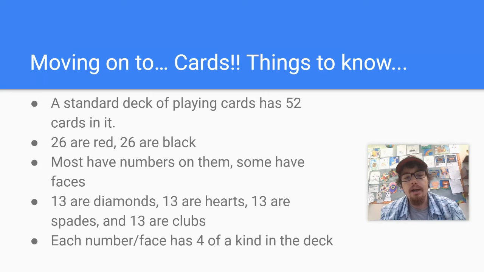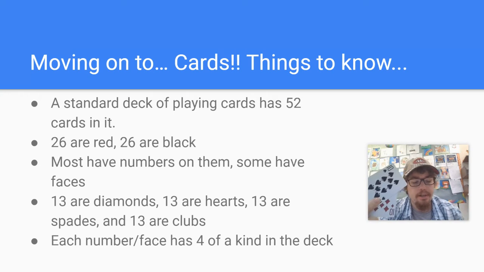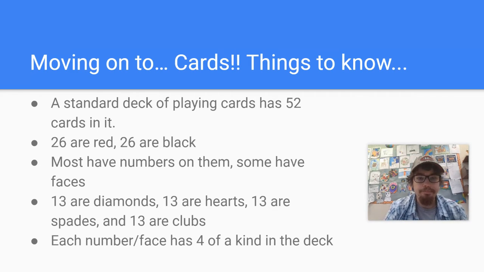But each number or face card has 4 of a kind in the deck. Okay, so let's see if I can find 4 of a kind of something. Okay, so each one has 4 of a kind in it. So there would be 2 more 10s in the deck. So each time you have 1 card, there's 3 other ones that have the same number or the same face on them. Okay, so those are all things that you are going to need to know to do your problem today. Okay, so moving along.